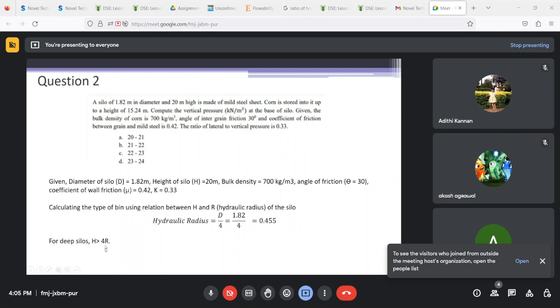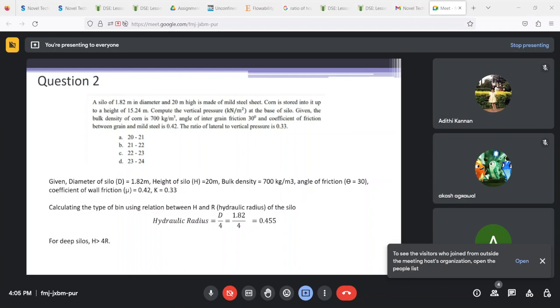So if H is greater than 4 times R, then you're dealing with a deep silo. That is, it has a very large height. If you're dealing with a shallow silos, your H will be less than 4R. So first, when you're dealing with design of silos, you need to calculate what is your H, what is your hydraulic radius, and you need to first figure out if it's a deep silo or a shallow silo. Based on that, your design formula will also change.